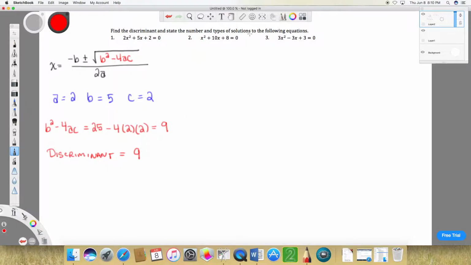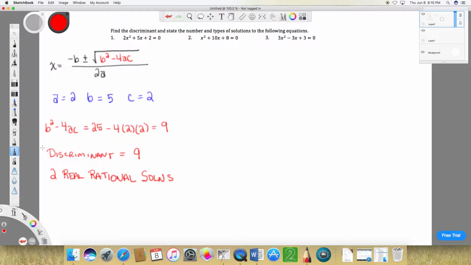State the number and type of solutions. There are two solutions, and they are rational numbers. Two real rational solutions.